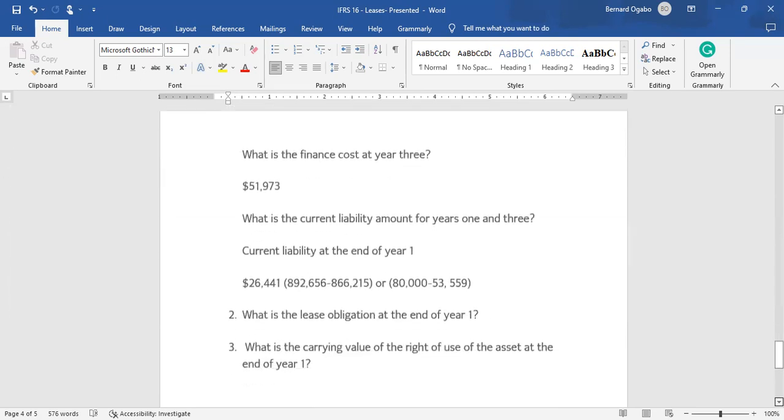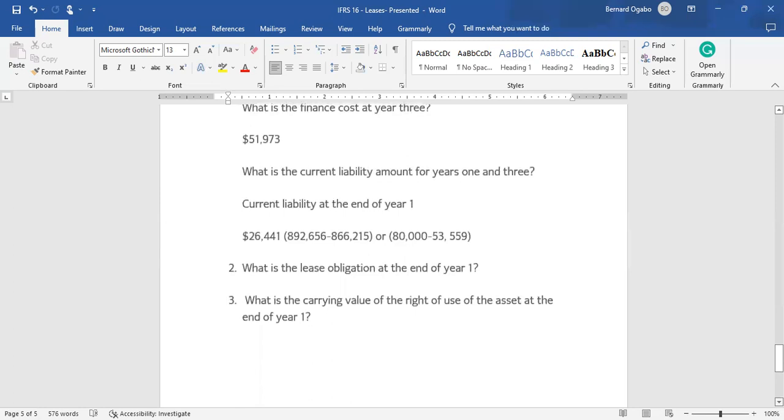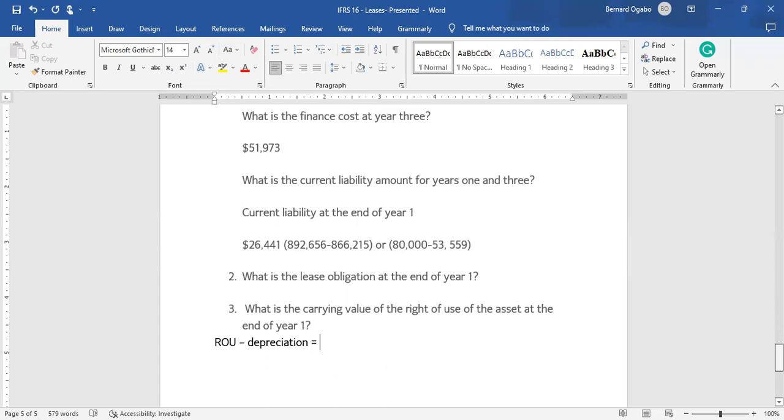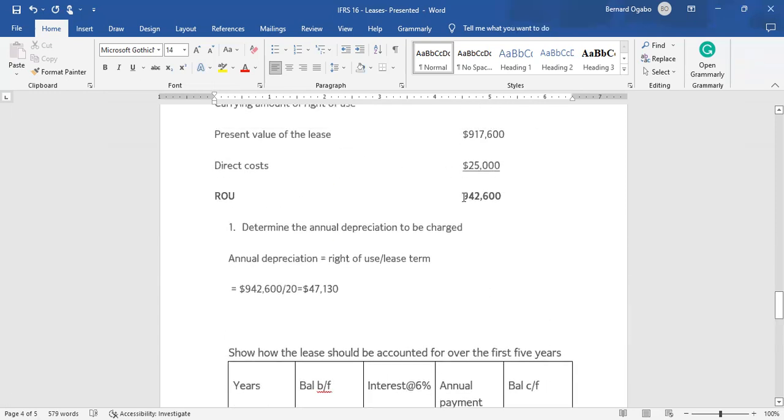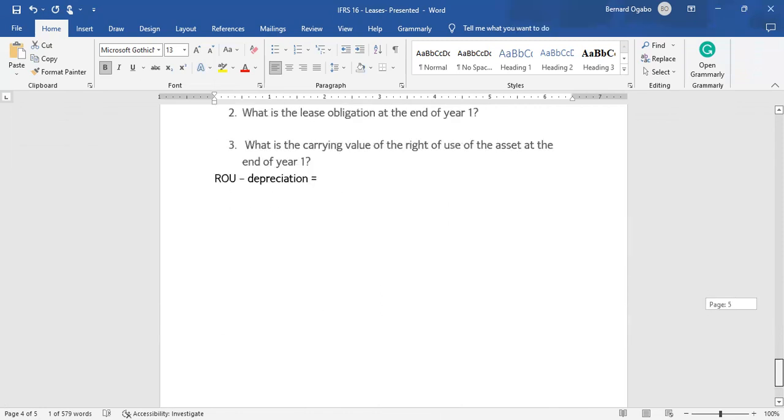Then what other thing can I look forward to doing? Then they ask me, what is the carrying value of the right of use of the asset at the end of year 1? When we are calculating the carrying value of the right of use, it is equal to right of use minus depreciation, which gives me the carrying value. So in this case, right of use here, we've calculated it to be 942,600. I'm going to copy that, 942,600.